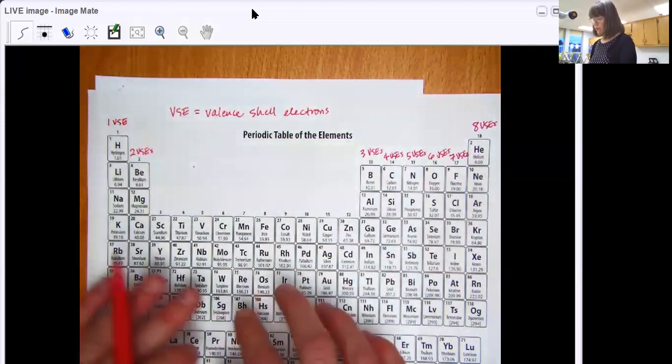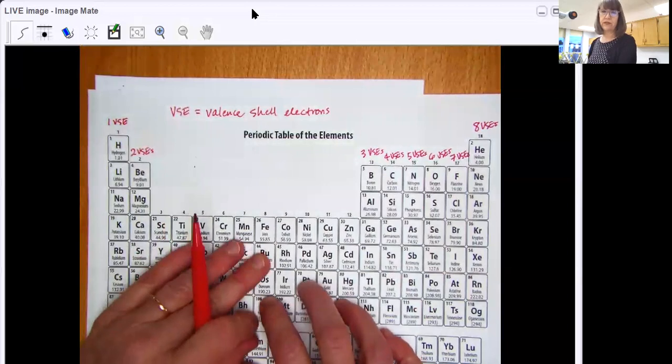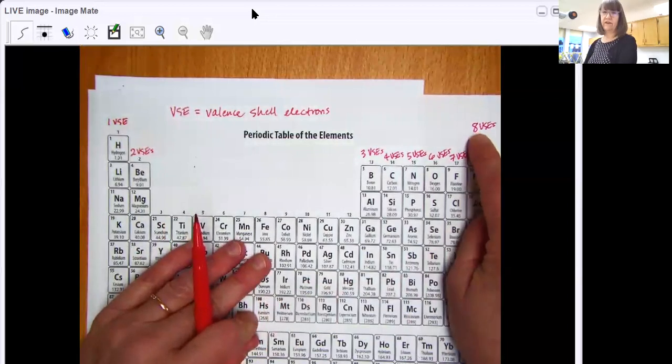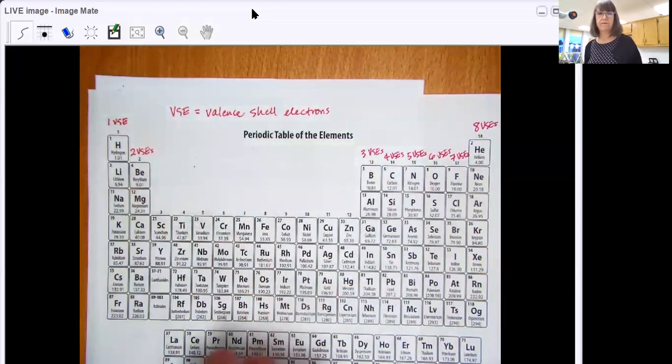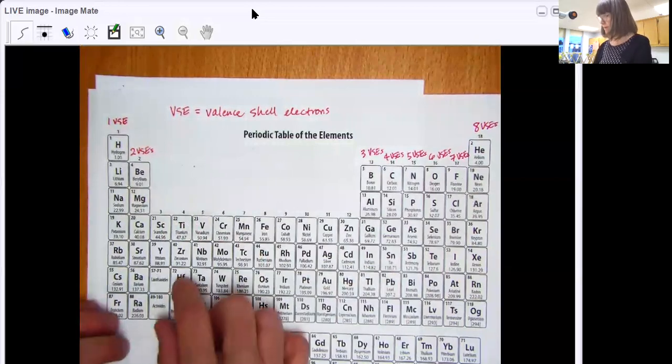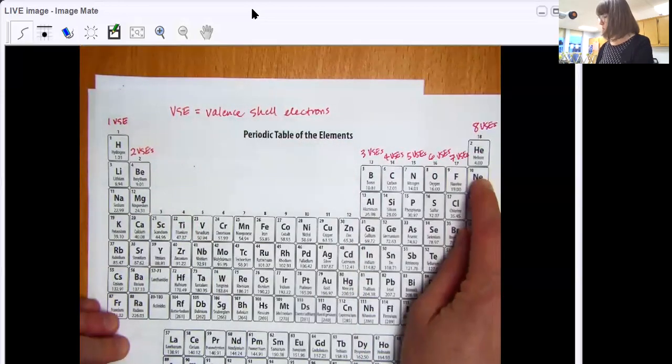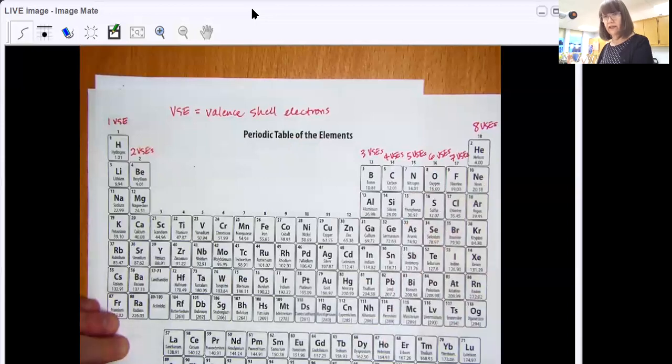The octet rule states that atoms are most stable when they have 8 valence shell electrons, which makes them like the noble gases. In ionic compounds, we talked about how they could lose electrons to get back to the prior noble gas, or they could gain electrons to get to the next noble gas. Well, what we're going to look at today is how the octet rule is satisfied when we're dealing with covalent compounds. In covalent compounds, instead of losing and gaining electrons, atoms share them.